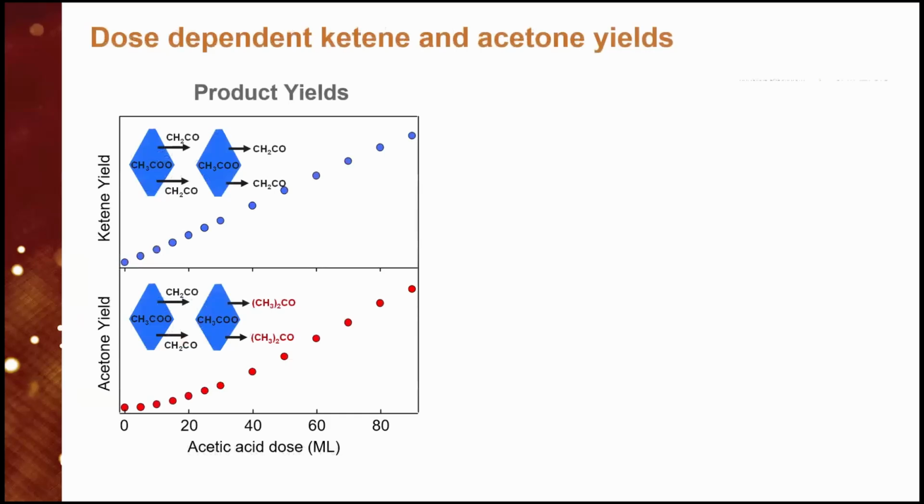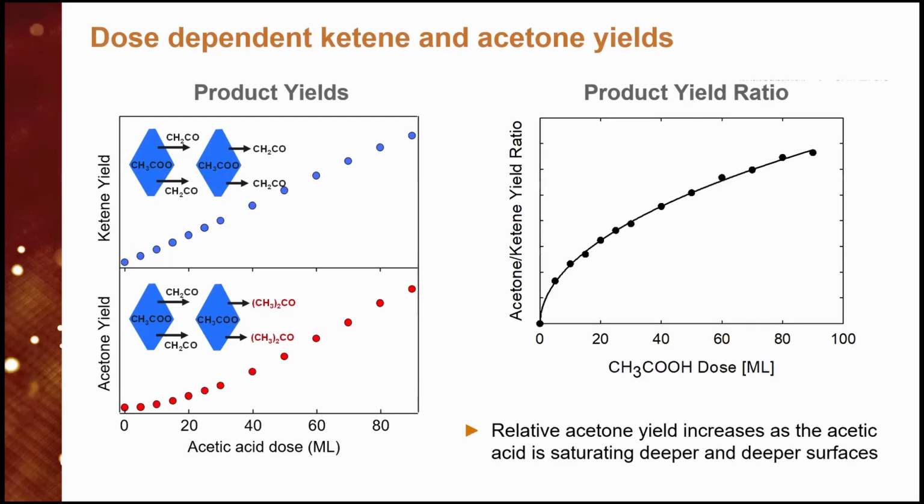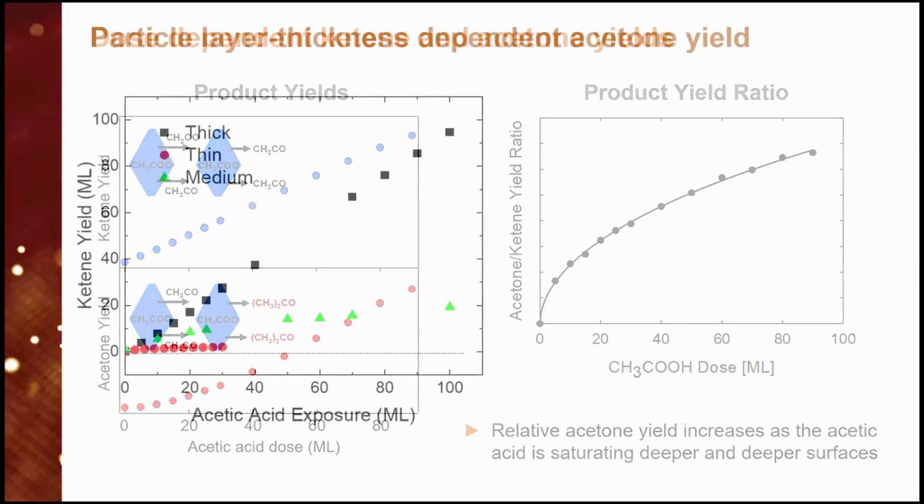The ketene yield just goes up linearly as a function of the acetic acid dose on this thick particle bed. The acetone comes up, but only after there's an induction period. You have to put enough in there. You have to give the ketene enough chance to revisit some other particle. And the acetone yield starts low, and then it starts saturating. So relative acetone yield increases as the acetic acid saturates deeper into this particle bed, right?